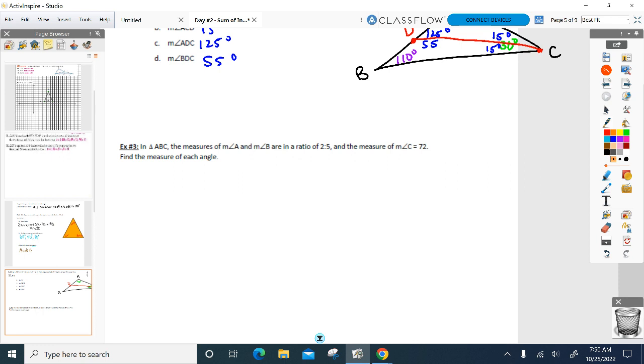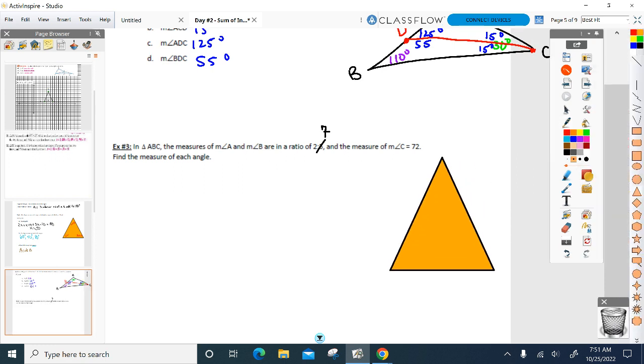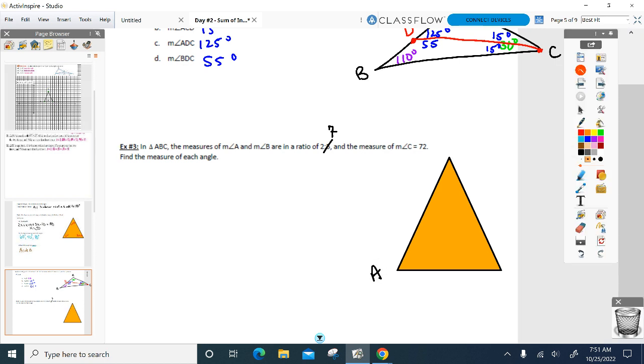This says 2 to 7, doesn't it? Yep. All righty, triangle ABC. Let me set it up. Angle C is 72 degrees. We've done a few of these this year. A and B are in a ratio of 2 to 7. Angle A to B, a ratio of 2 to 7.